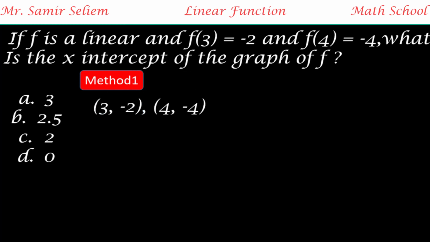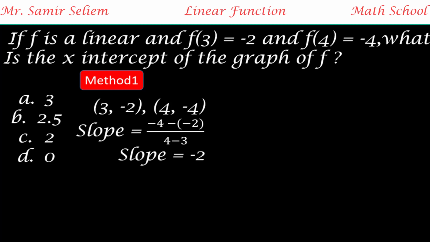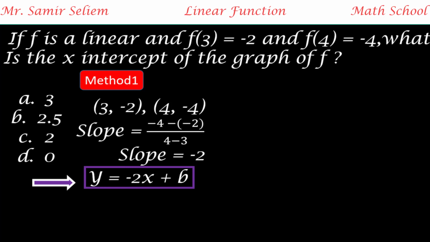We have here 2 points, 3 and negative 2, 4 and negative 4. We can find the slope here like this. The slope will be negative 2. We can find it easily. Now we can write the equation or the function y equals negative 2x plus b. How can we find b? Just we will substitute any point, 3, negative 2, in the equation.